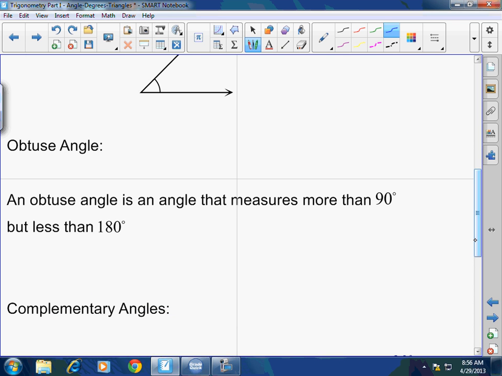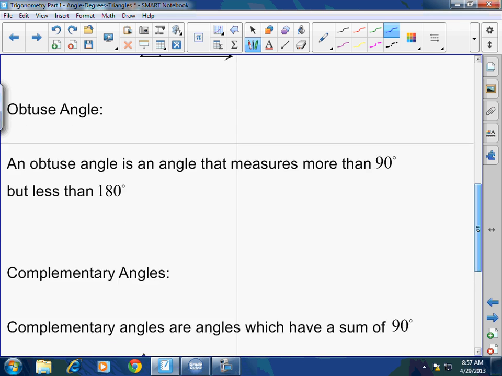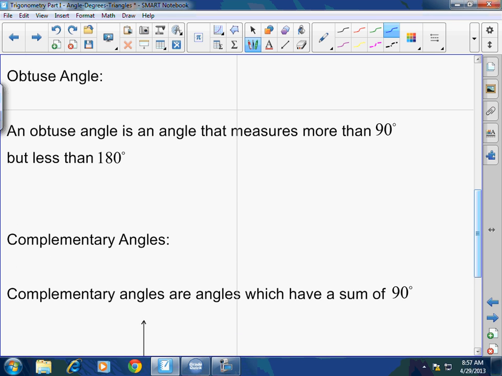Okay, greater than 0, but less than 90. And what is this? What am I doing here? No, yeah, I was right. Yeah, more than 90 and less than 180 is going to be an obtuse angle. And an obtuse angle would be something like this.